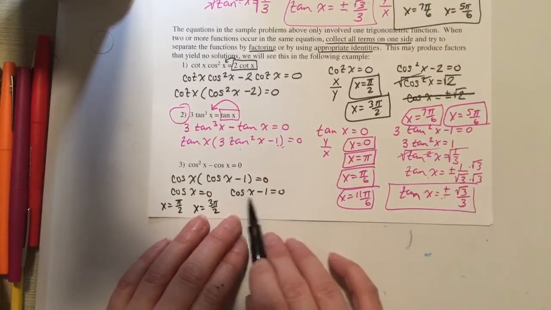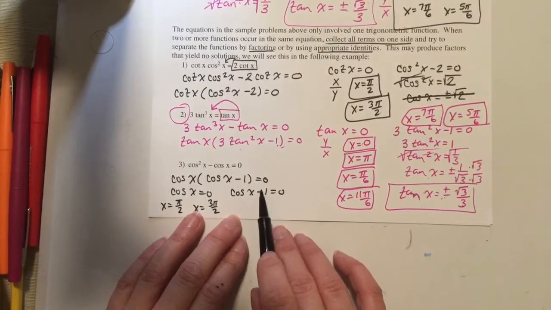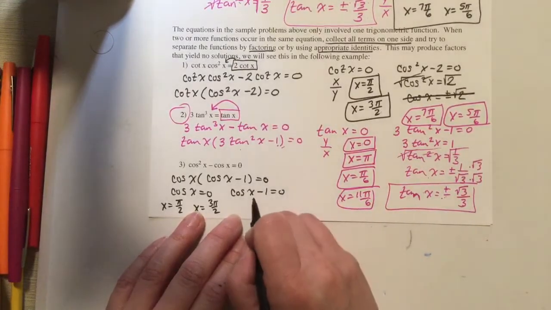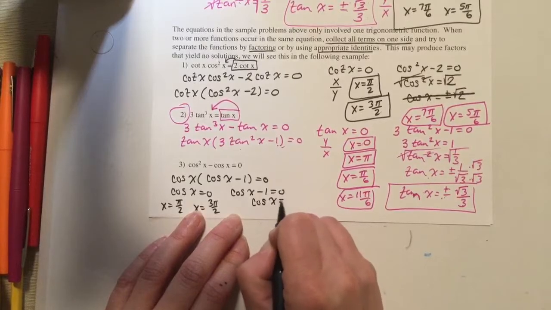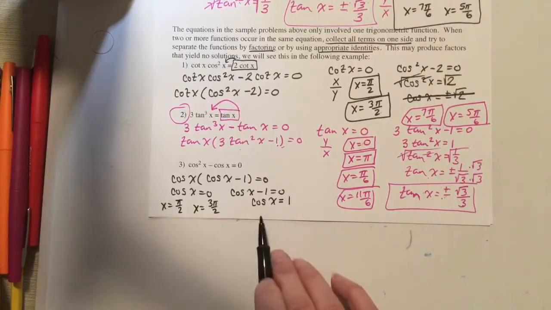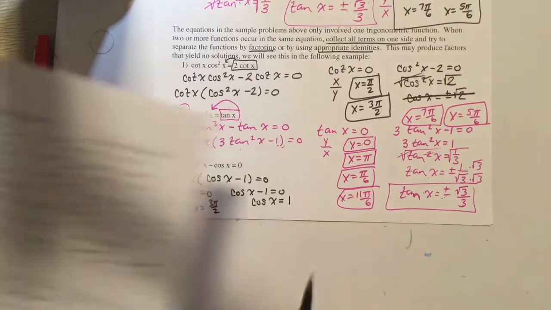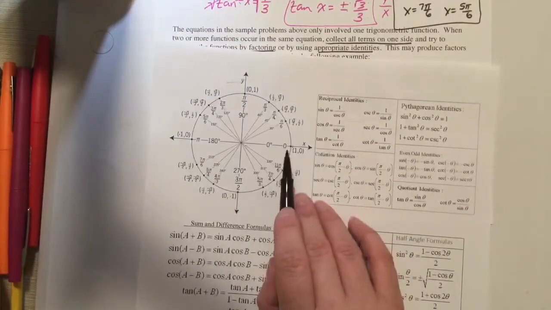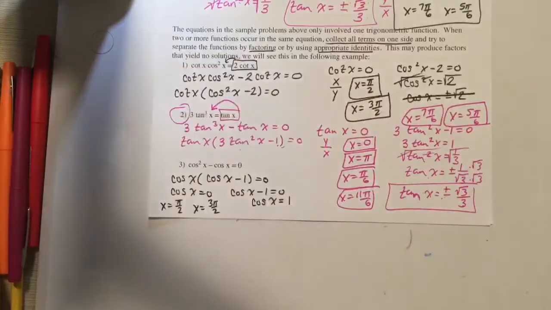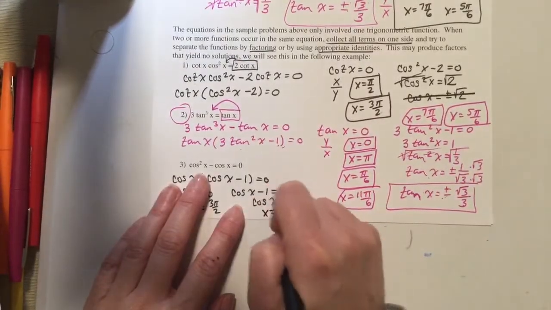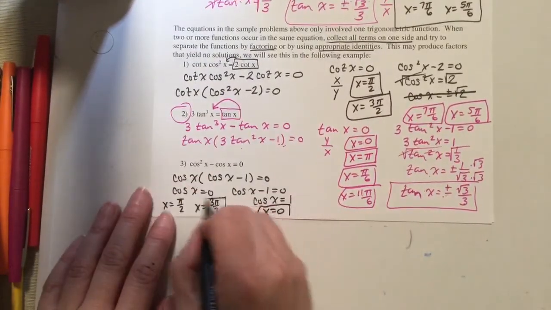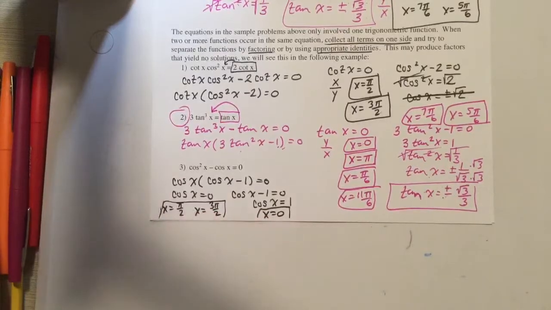Now here, I have to get the cosine of x isolated. So first, before I go to the unit circle, I need to add the 1 over. Cosine of x equals 1. So where on the unit circle do I have an x value that's equal to 1? There's only one spot. It's at 0. X equals 0. So this problem, I ended up with 3 solutions.